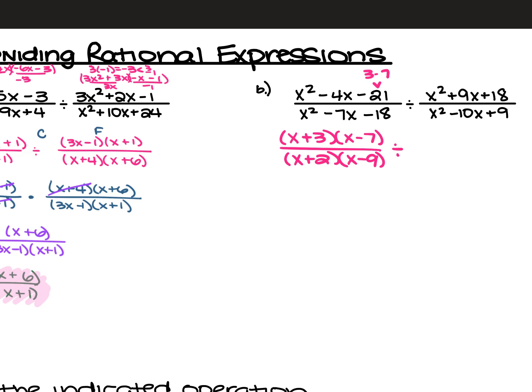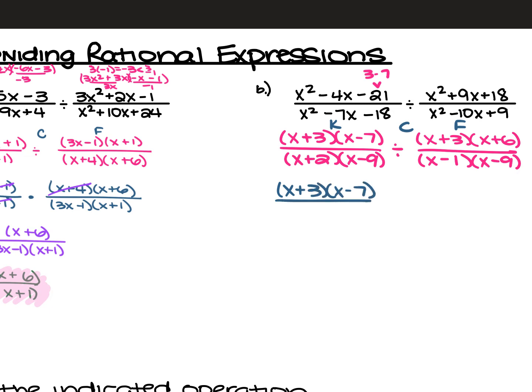Then the top of the second fraction, your factors of 18 that add up to be 9 are going to be 3 and 6. So that's x plus 3 times x plus 6. And the bottom of the second fraction, your factors of 9 that add up to be negative 10 are going to give you x minus 1 times x minus 9. Now that we're completely factored, we're going to keep, change, and flip. So that's going to give us x plus 3 times x minus 7 over x plus 2 times x minus 9 times x minus 1 times x minus 9 over x plus 3 times x plus 6.